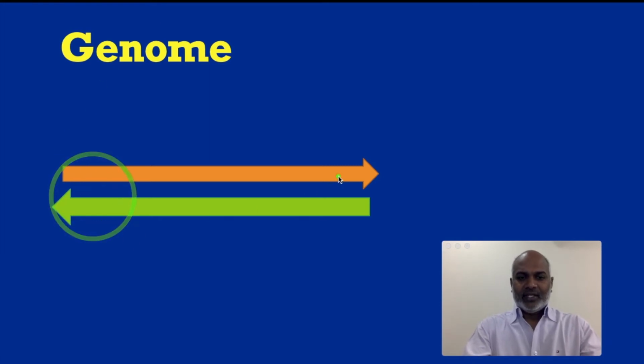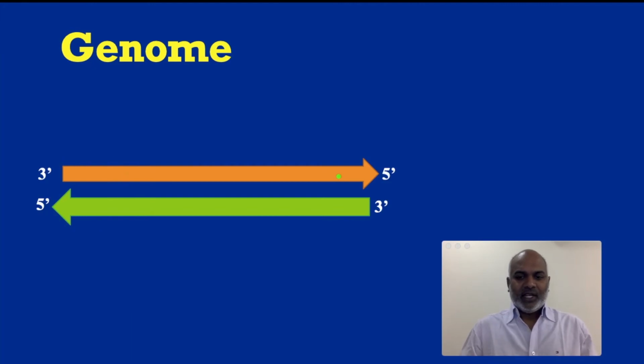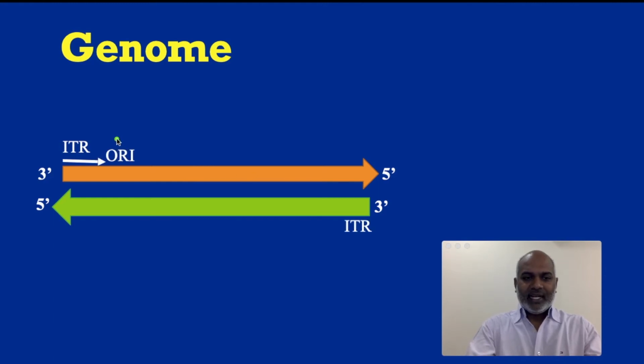The genome of adenovirus is attached to ITRs, inverted terminal repeats. These terminal repeats are attached at the ends of the double-stranded DNA, and they act as the origin of replication, the ori regions. So the replication starts from those ITRs.